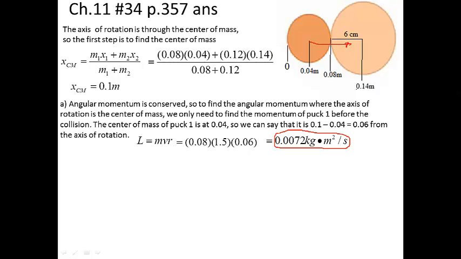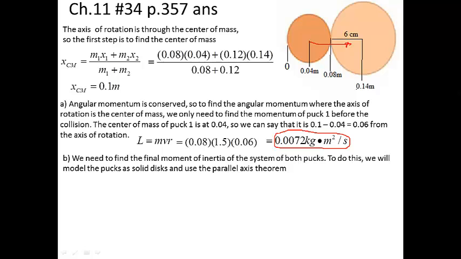Now, part B asks us to find the angular speed of the system after the pucks stick together. So there we need to further use conservation of angular momentum. We need to find the final moment of inertia of the system of both pucks. To do this, we will model the pucks as solid disks and use the parallel axis theorem. So for puck number 1, just remember that the moment of inertia for a disk is 1/2 mr squared. And then we need to use the parallel axis theorem. So this is where the parallel axis theorem comes into play.